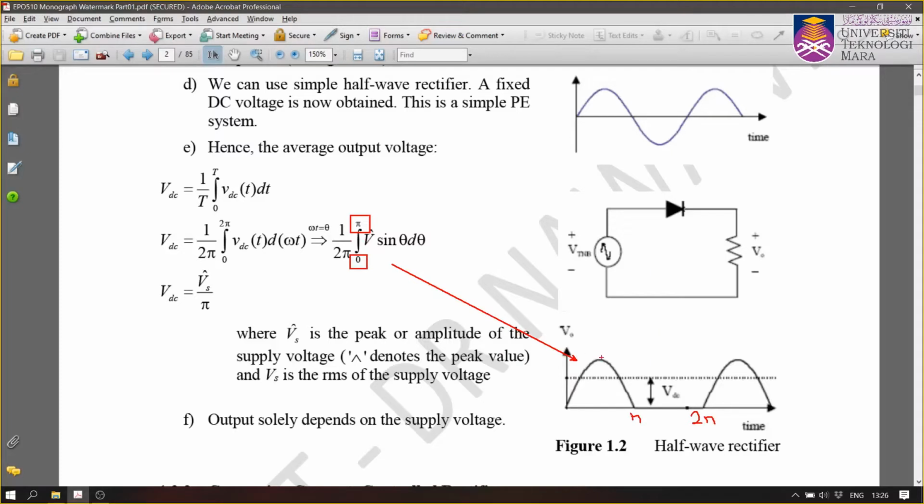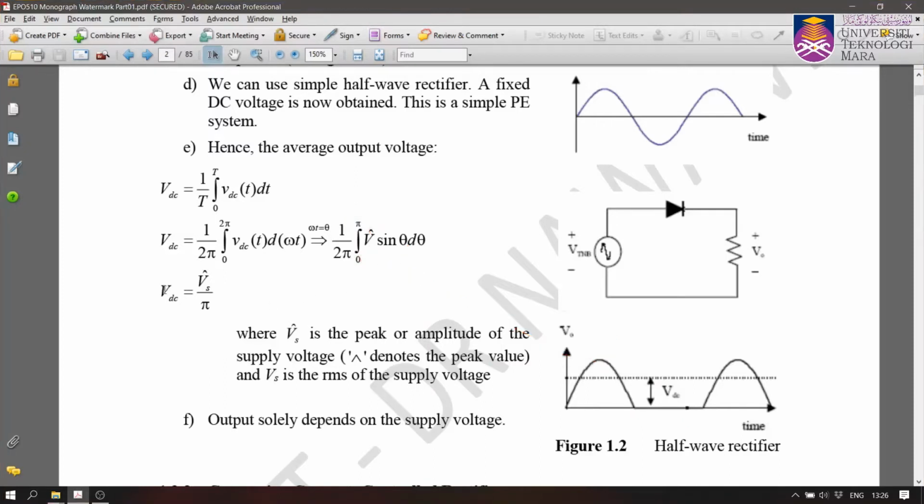Integrate, and this waveform is actually the sinusoidal waveform. So we have the peak value here as V peak with a hat, sine theta d theta, isn't it? So this is the equation, the limit from 0 to pi. When you solve that equation, it will give you this output voltage V_DC, the average value, equals V peak over pi.